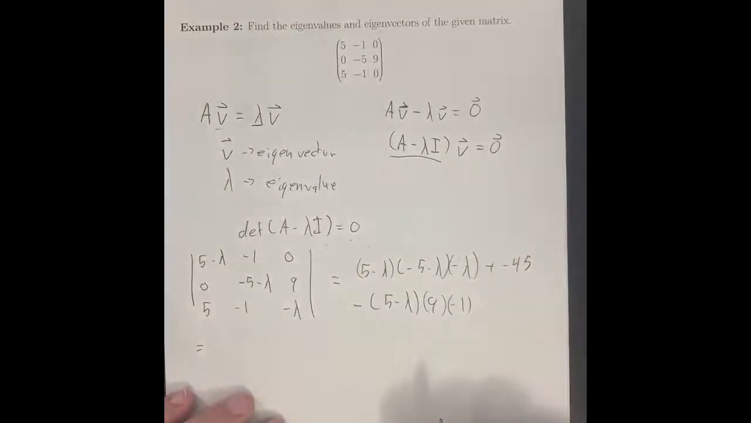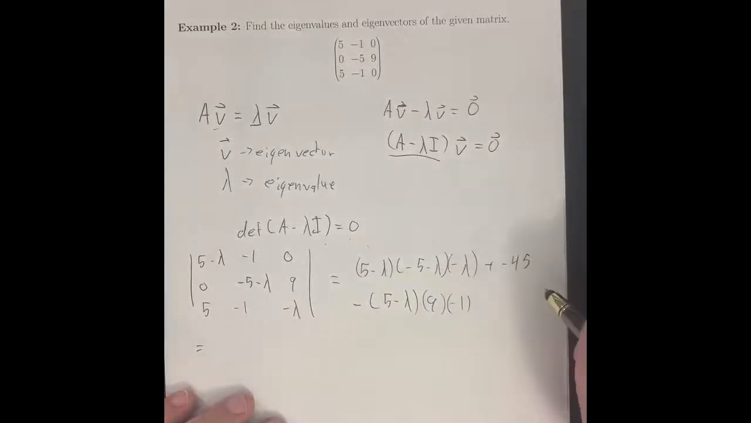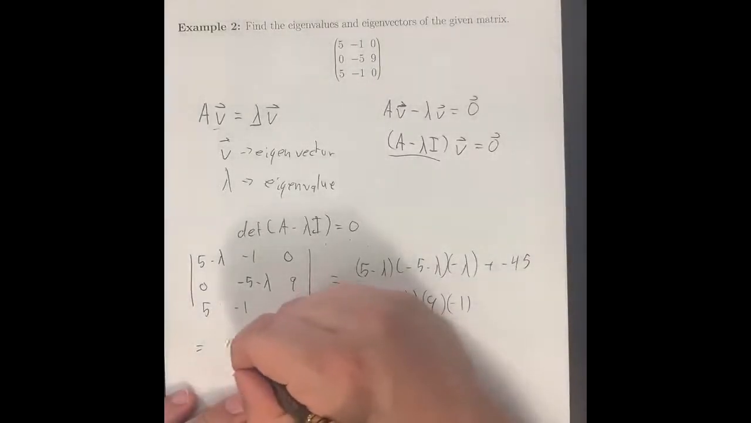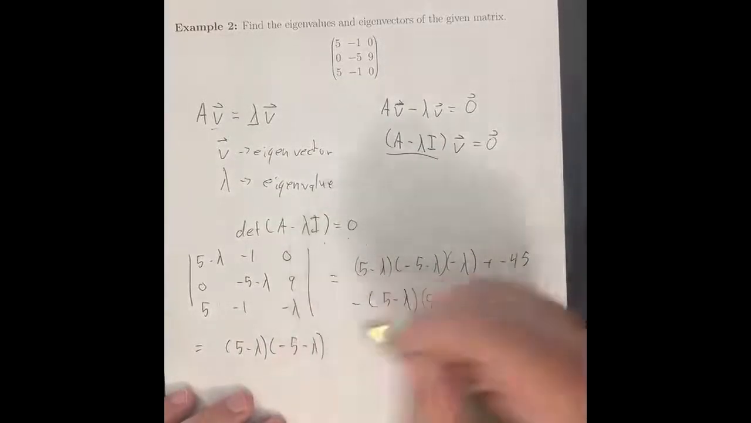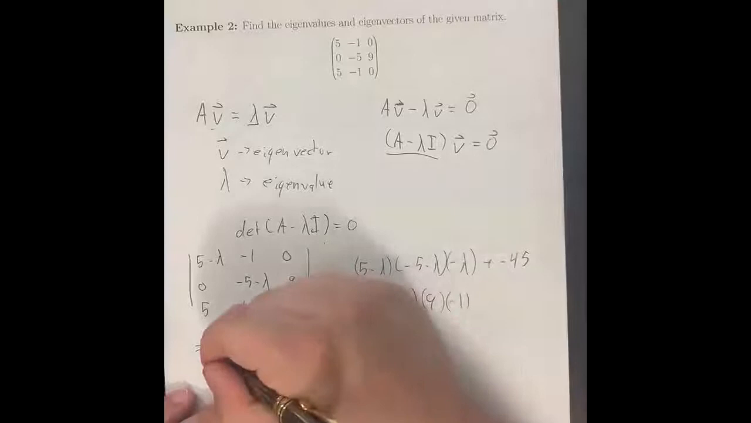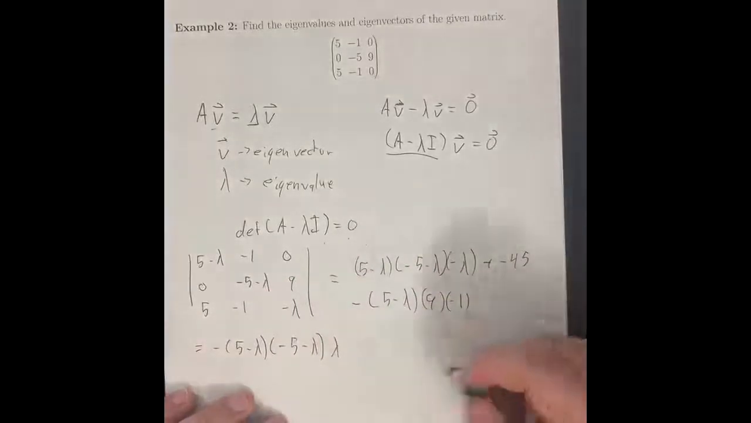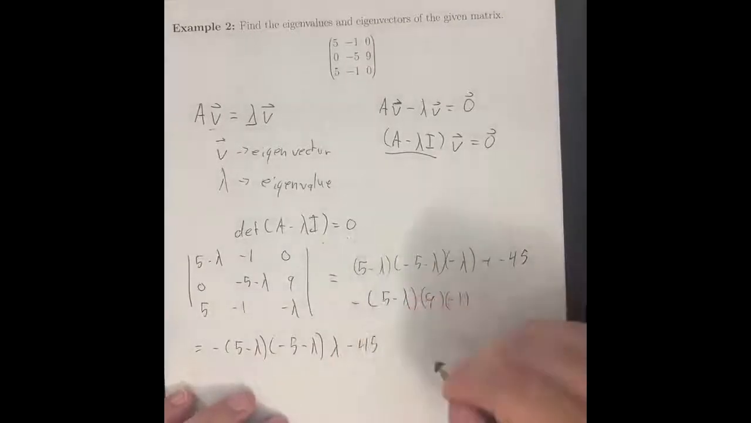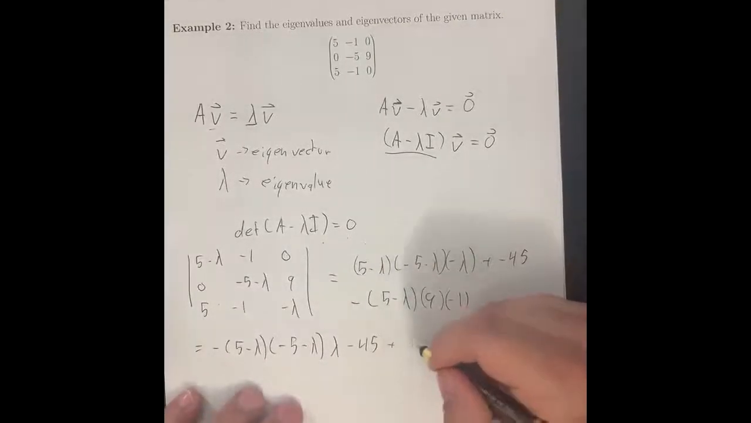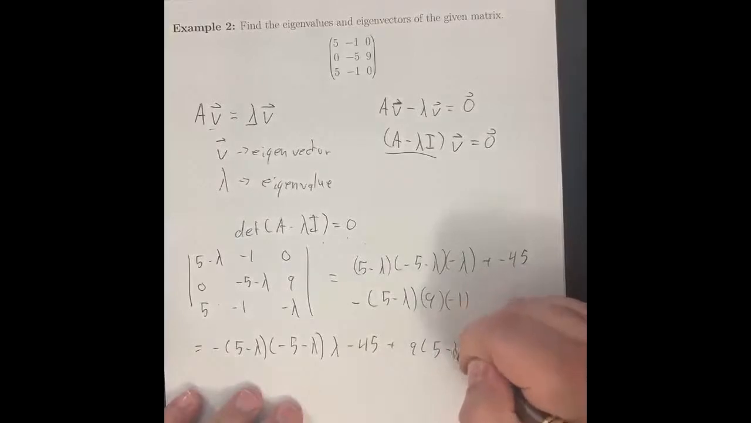Let's try and simplify this a little bit. So we have 5 minus lambda, -5 minus lambda. Put the negative off at lambda, minus 45. The -1 and the negative are going to cancel, so we have plus 9 times 5 minus lambda.